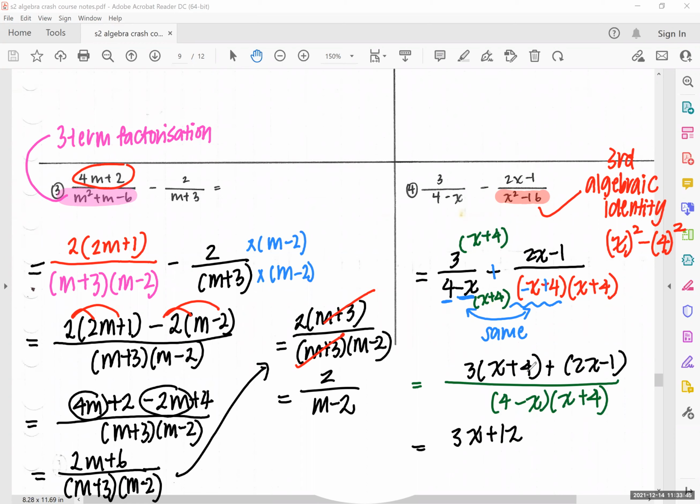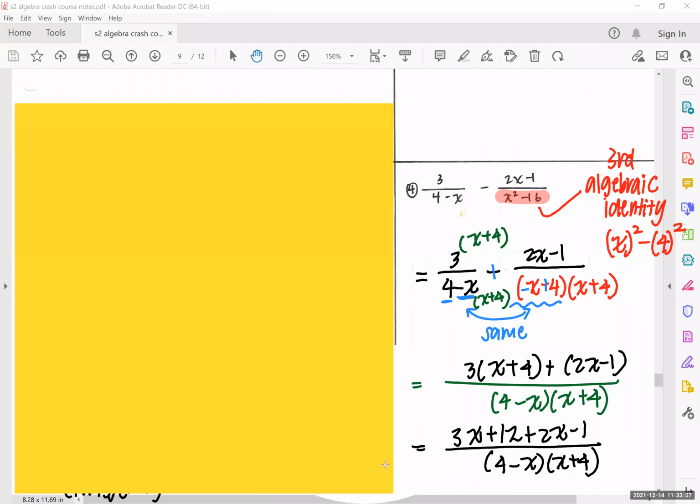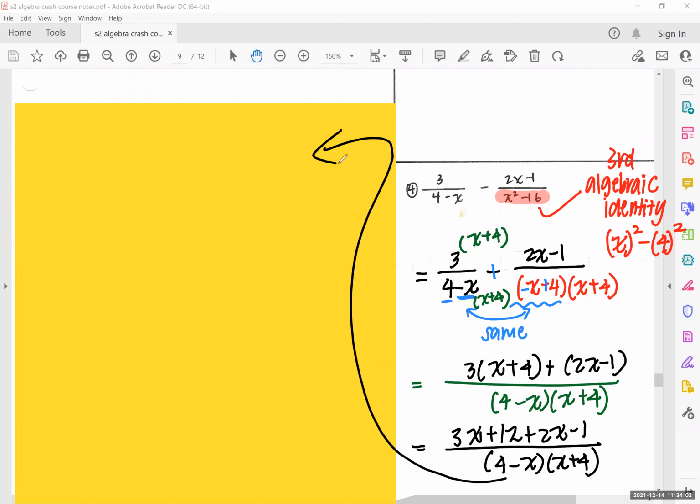By now, you should know already. So I won't go in depth in that. Then we'll continue again from here, which is equal to, simplify, 3x plus 2x is 5x, plus 12 minus 1 is plus 11, over 4 minus x and x plus 4.